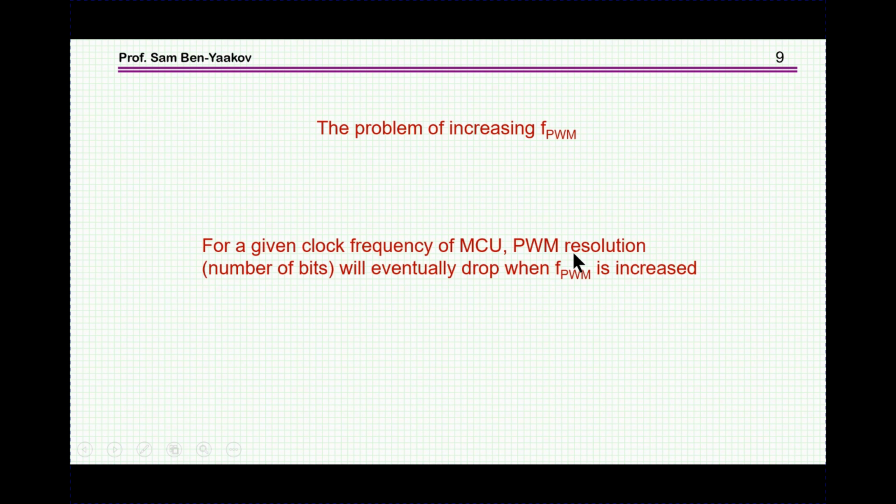So therefore, if the PWM is running at very high frequency, then eventually you'll have to settle for lower resolution of the duty cycle. So there is a compromise that you have to make to select the highest PWM frequency for the resolution that you want.